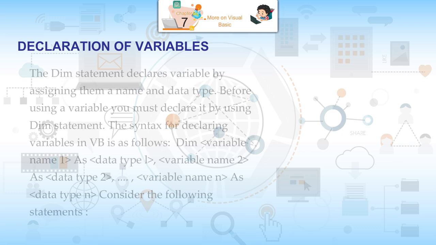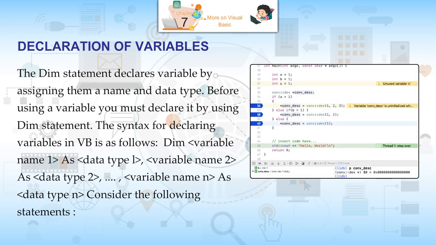Declaration of variables. The Dim statement declares variables by assigning them a name and data type. Before using a variable, you must declare it by using the Dim statement. The syntax for declaring variables in VB is as follows. Dim <variable name 1> As <data type 1>, <variable name 2> As <data type 2>, followed by <variable name n> As <data type n>.